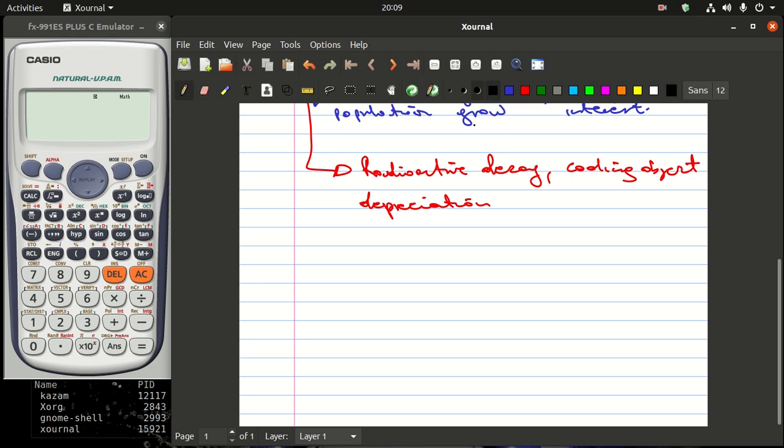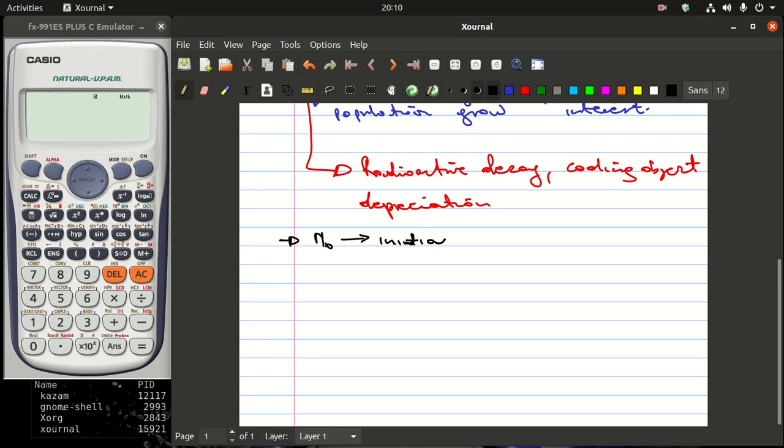Now let's look into this in more detail. Before we do that, I want us to look at the notation. Now N0, we usually say this one is the initial.